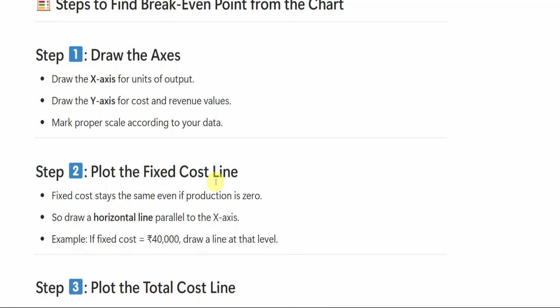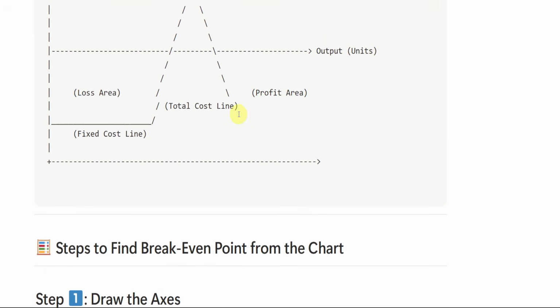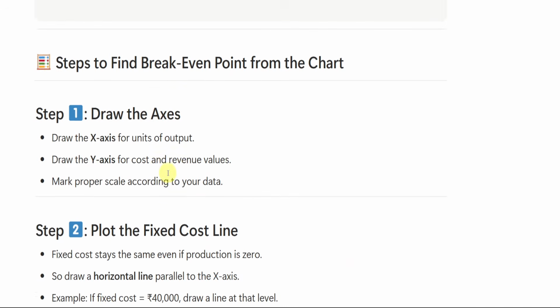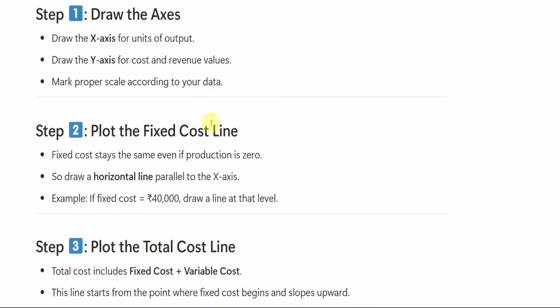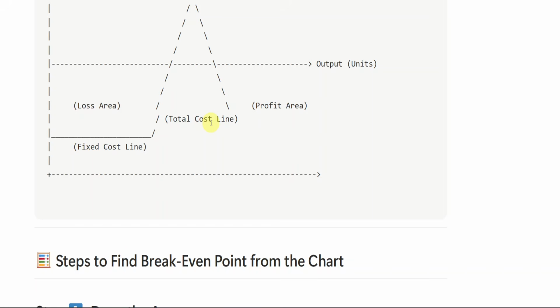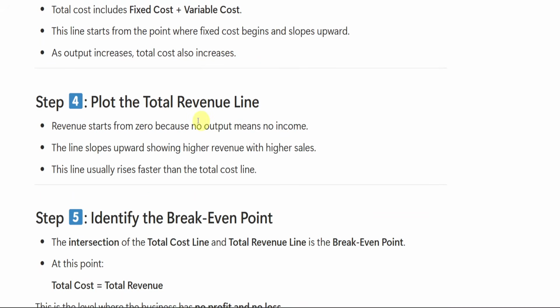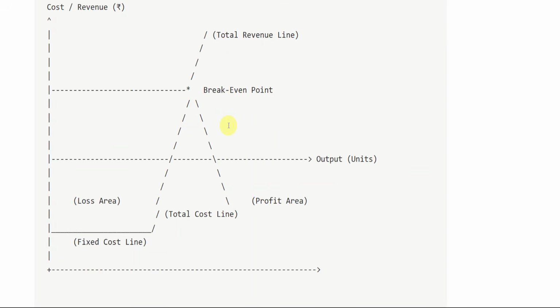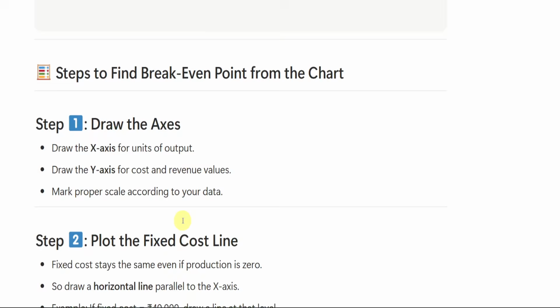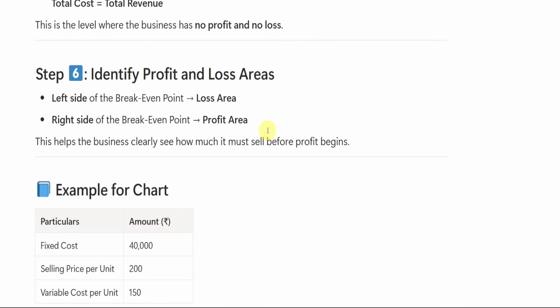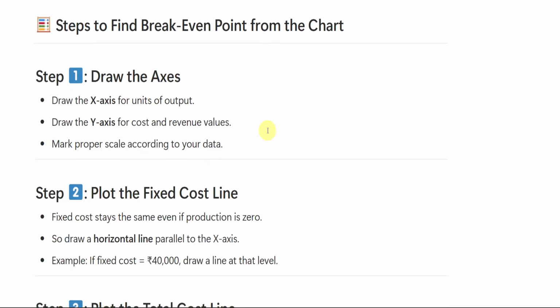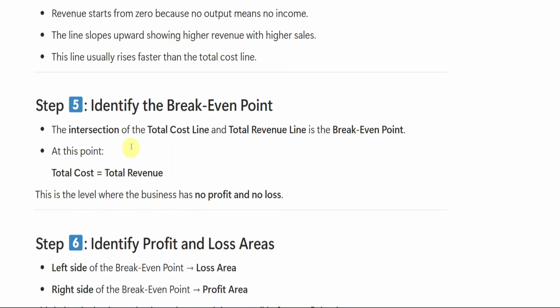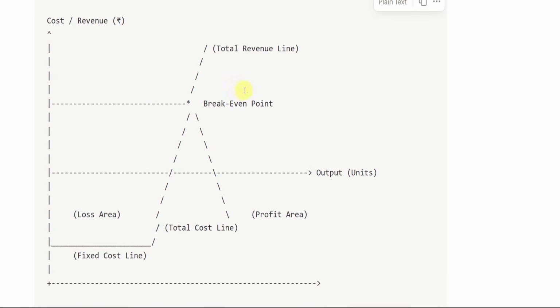Plot the fixed cost line. You need to plot the fixed cost line. Like if you're having 40,000, you need to plot the fixed cost line like this. Okay, then plot the total cost line. You need to plot the total cost line. Okay, then plot the total revenue line. What is the revenue line? You need to plot the revenue line here. Okay, now next, identify profit and loss area. So you will be identifying the profit and loss areas. Before that you need to identify the break even point.